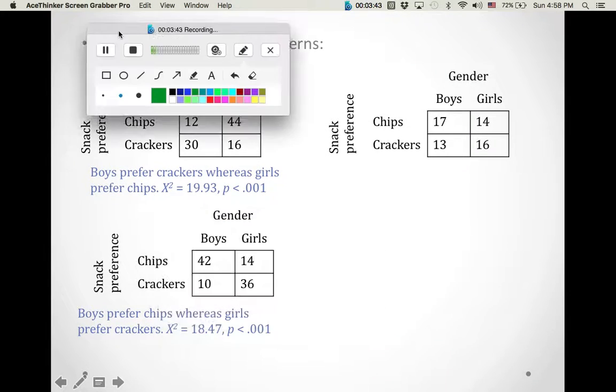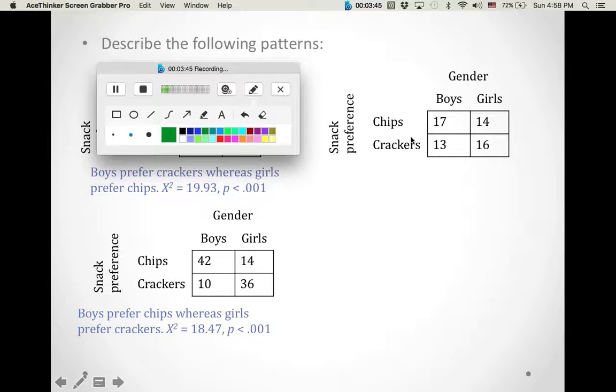Here's the next one. Let's move this out of the way. So, snack preference for boys and girls based on gender. We're seeing here that boys slightly preferred chips over crackers, not a huge difference. Same for the girls, they slightly preferred crackers over chips. We're not talking about great differences here. There is a slight gender difference, a little bit.